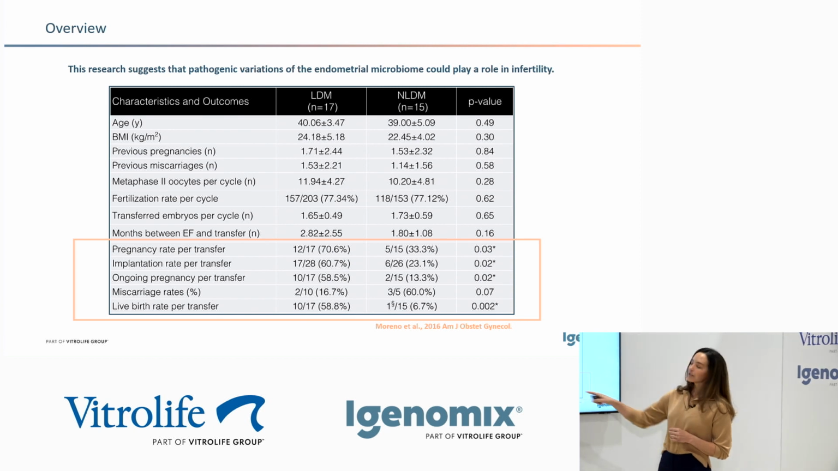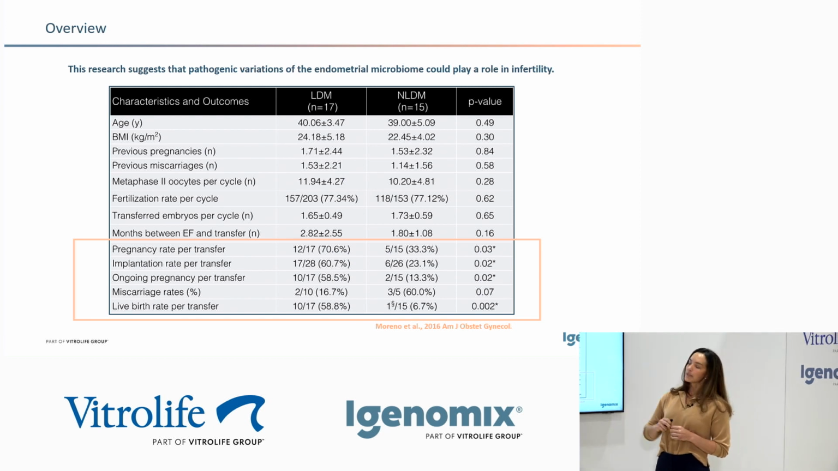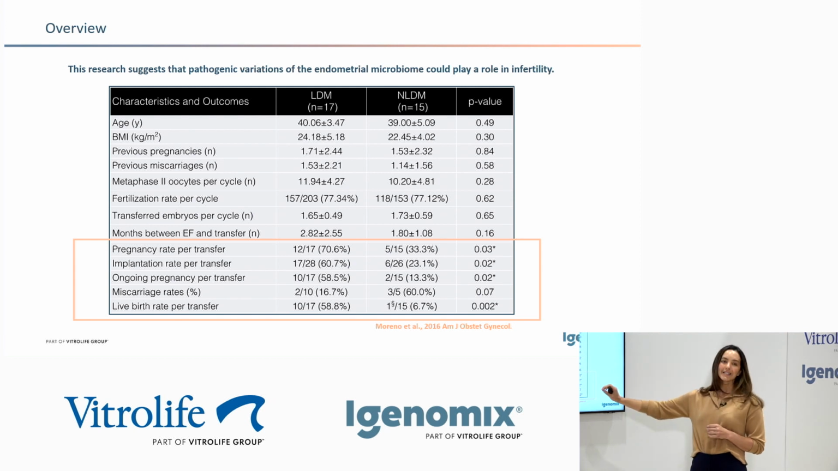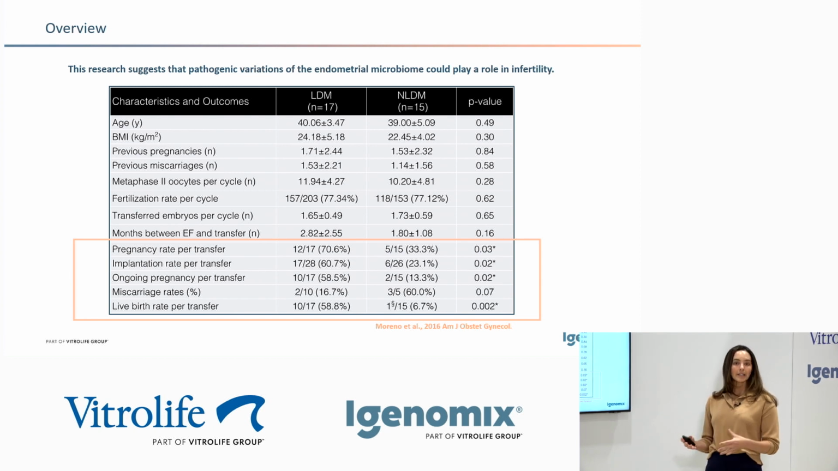We also saw a difference in miscarriage rates between both groups. However, this was not statistically significant, but in the case of Lactobacillus dominated, we had a 16.7% miscarriage rate versus 60% in the non-Lactobacillus dominated. So not only does it appear that an optimal microbiome is important for implantation, but also for the maintenance of pregnancy.